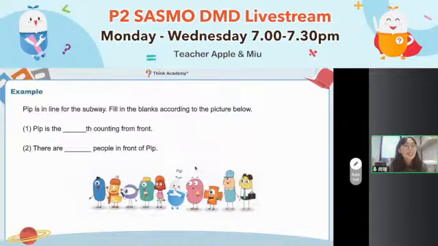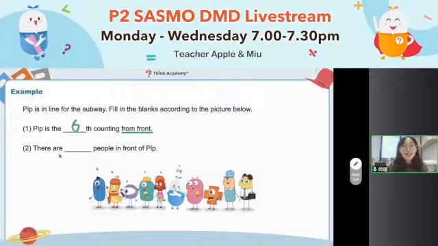Pip is in line for the subway. Fill in the blanks according to the picture below. 1. Which one is Pip counting from front? So everyone, could you please type your answer in the chat box? Where is Pip? From front. Which one? Yes, okay. So here you see that we just counted, right? 1, 2, 3, 4, 5, 6. So you can get that Pip is the 6th one counting from front.